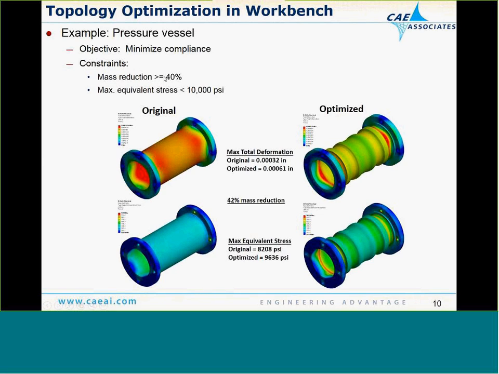Mass reduction, in this case you want to be greater than 40%, and then max equivalent stress less than 10,000 psi. So after you run it through the optimizer, you get the optimized shape that you see on the right. The max total deformation is about 2 times what you obtained with the original flat geometry, but the mass reduction is 42%, so that's quite significant. And the max equivalent stress is still, you see, its optimized value is less than the 10,000 psi limit that you defined as a constraint.